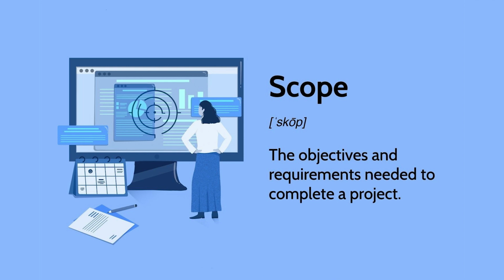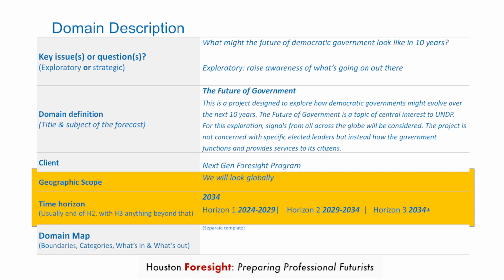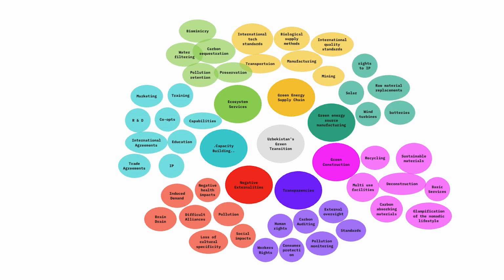First, we define the topic or main question to be investigated. We also include the space in which we will focus, including the time horizon and the geographical context. This information will help us focus our work and not get too far off track. Here we can see we have defined our topic, green transition, and created what is called a domain map. It maps out primary and secondary areas related to our topic.